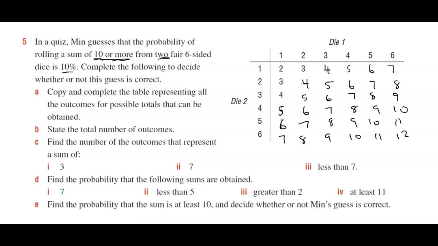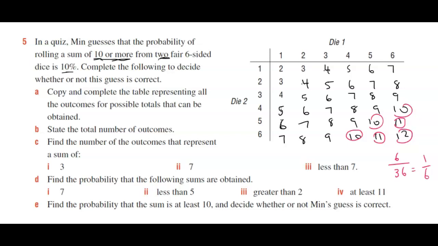Okay, so what we want is 10 or more. So I'm going to circle all the numbers that are 10 or greater. 1, 2, 3, 4, 5, 6. So we've got 6 in total out of a sample space of 36 numbers. So 6 over 36 is the same as 1/6, which I know is not 10%.